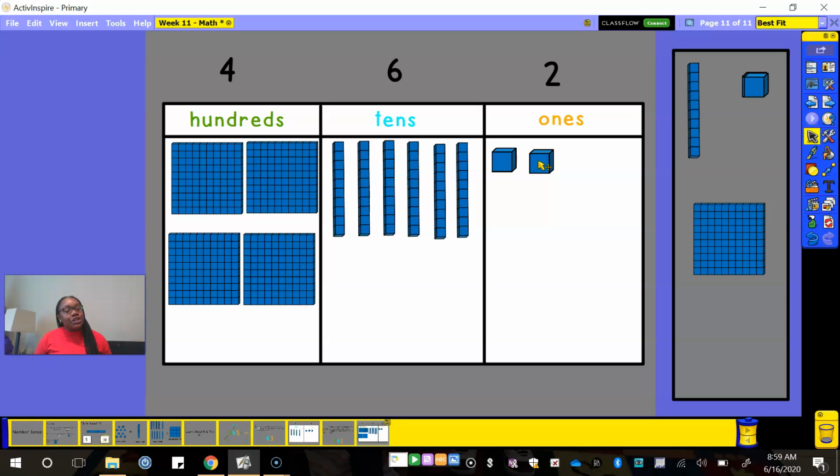Now I want you to finish the rest of the problems that are on Schoology. And then there are some manipulatives that you can use that help you show your hundreds place, your tens place, and your ones place. Please send me pictures and videos, parents, of your kiddos completing their work.